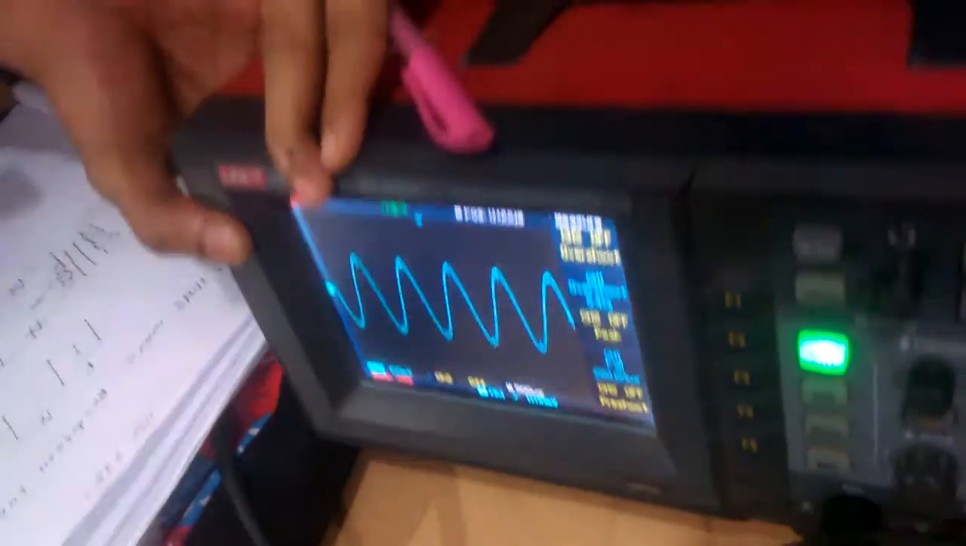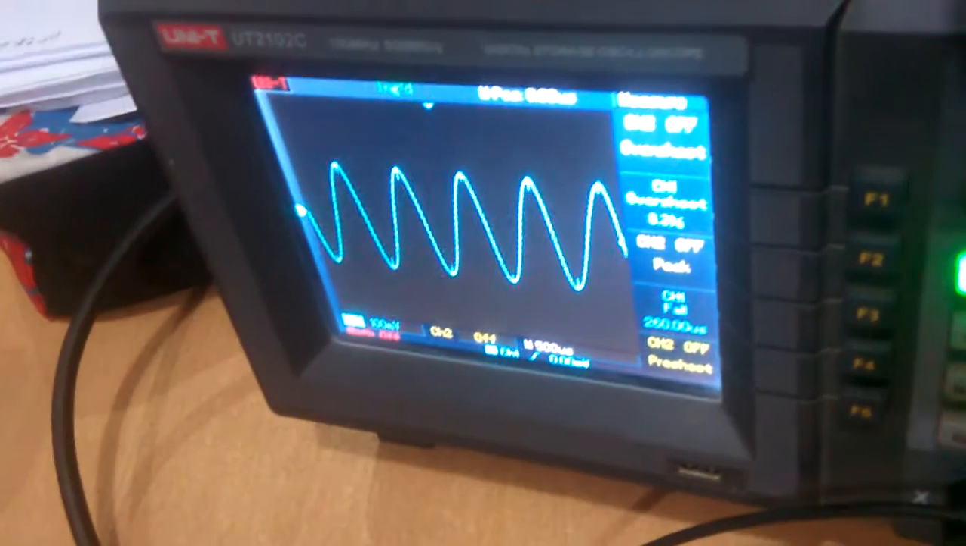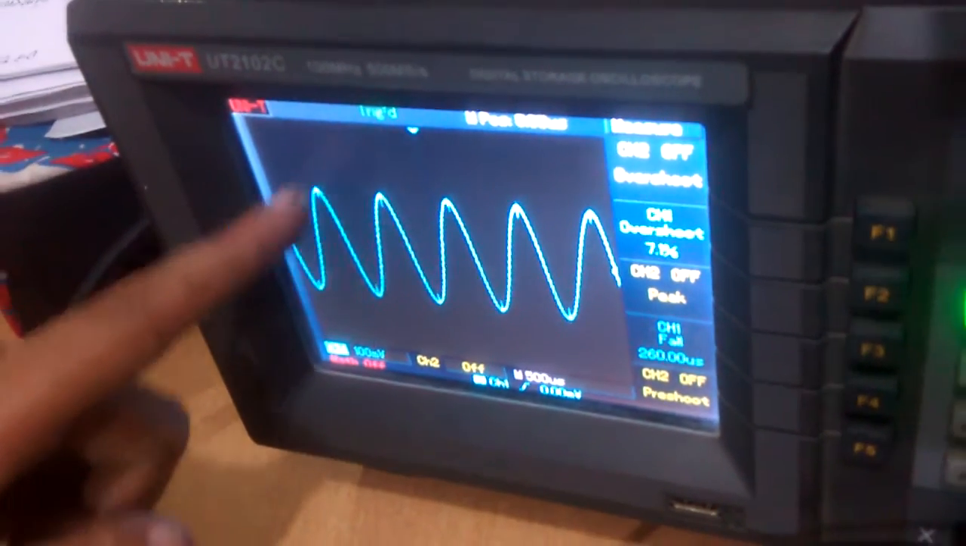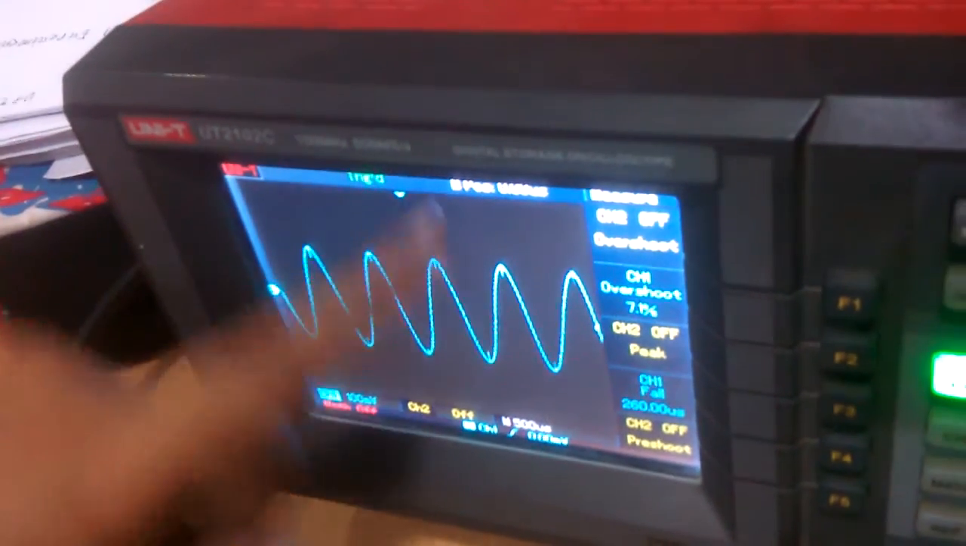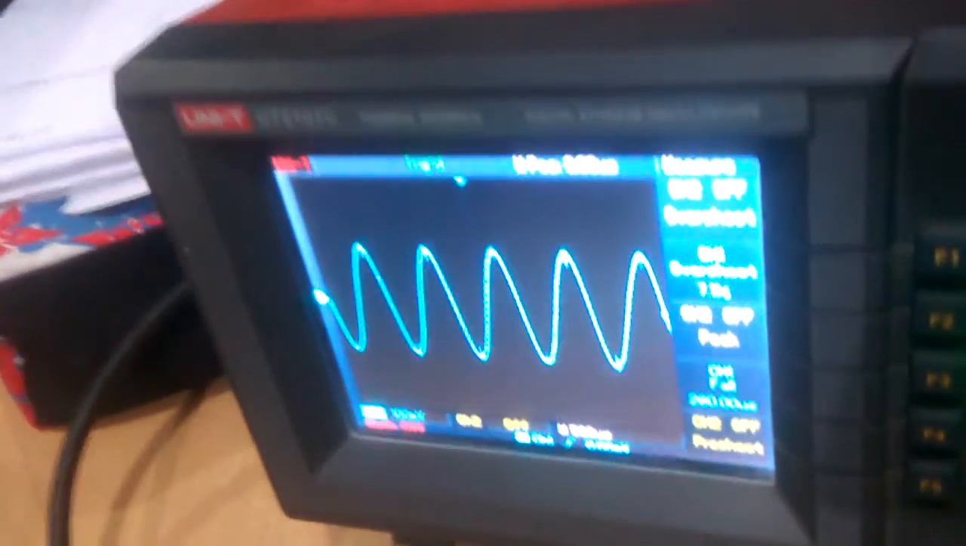So this is how this AC signal looks. This is why it is called AC, alternating current: A for alternating and C for current. Alternating current is alternating its direction, here positive, again here negative, 50 times a second.